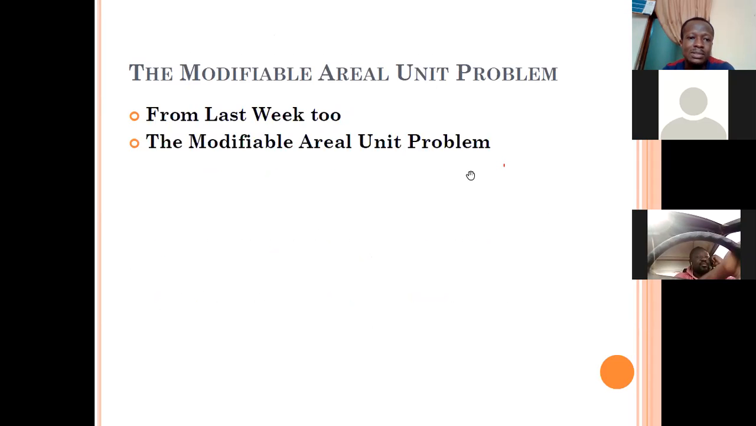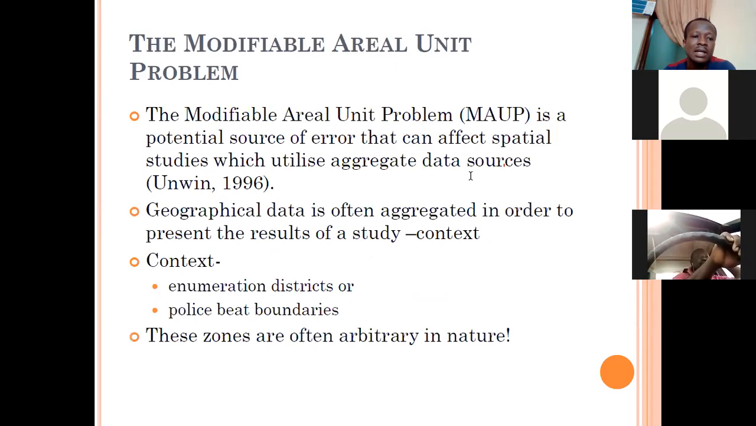So let's talk about the modifiable area unit problem. Like I said, it's an election year, and we need to understand a few terminologies, because that is how we vote. We need to vote based on understanding. And as people who are learning geomatics and GIS, we need to appreciate what is actually going on. What is the modifiable area unit problem? It's a potential source of error that affects spatial study.